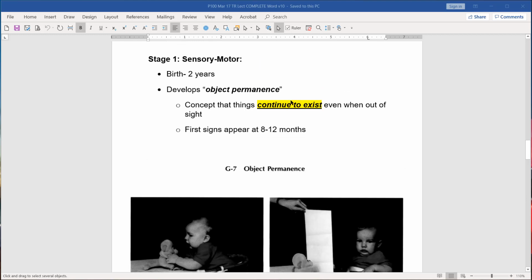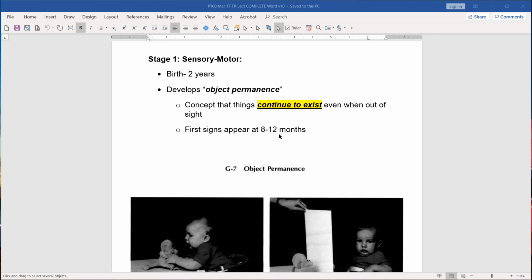Early in stage 1, they don't have object permanence. Around 8 to 12 months, they develop a sense of object permanence, according to Piaget. For what it's worth, today's psychologists argue that Piaget got this a little bit wrong. Today, most psychologists believe they do develop a sense of object permanence a bit younger than this. It doesn't matter much from your perspective.